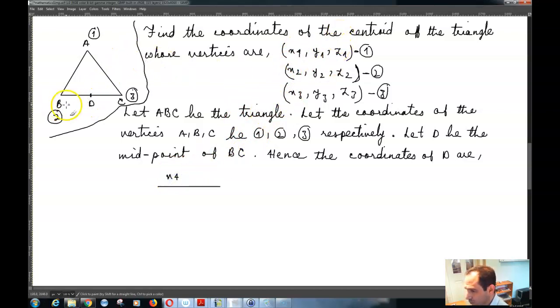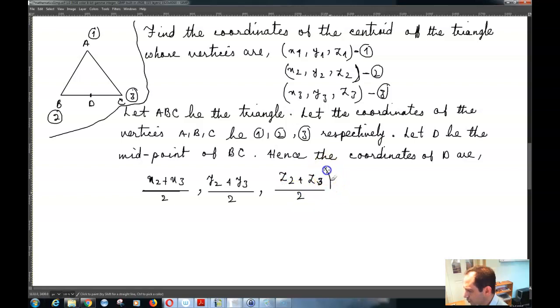would be B and C, so these 2 points. So then you would have x2 plus x3 divided by 2, the midpoint formula, y2 plus y3 divided by 2, and z2 plus z3 divided by 2. So these are the coordinates of the point D.